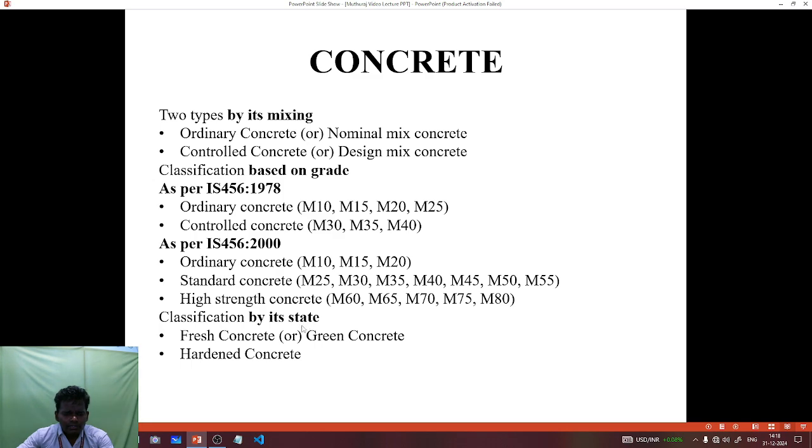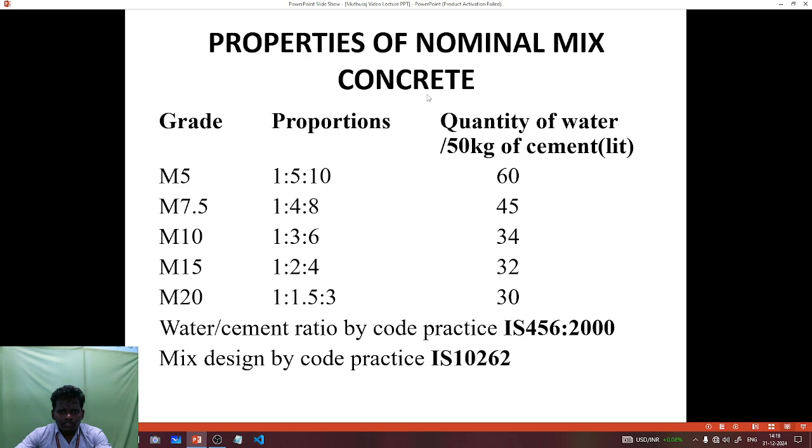Classification by its state, which means that by adding water it could produce two phases: one is a molten state and another is a solid state. The molten state is called fresh concrete or green concrete, and the solid state is called hardened concrete.